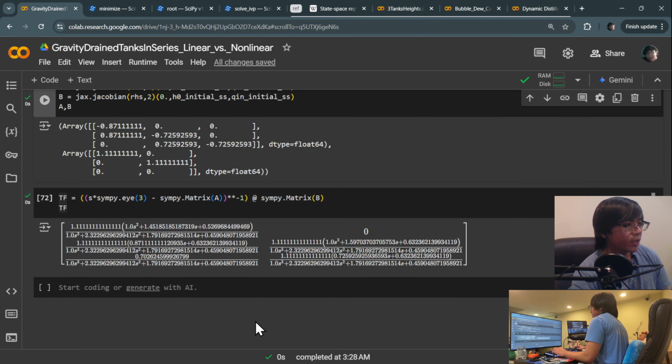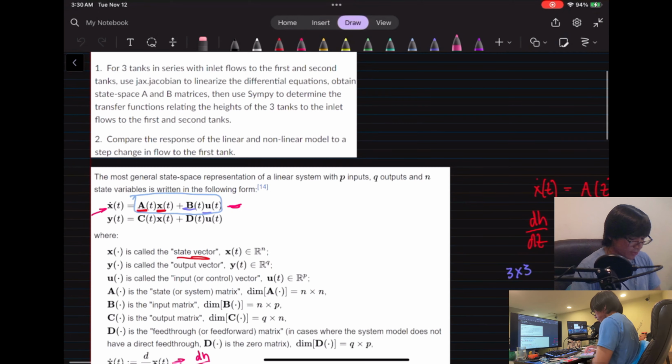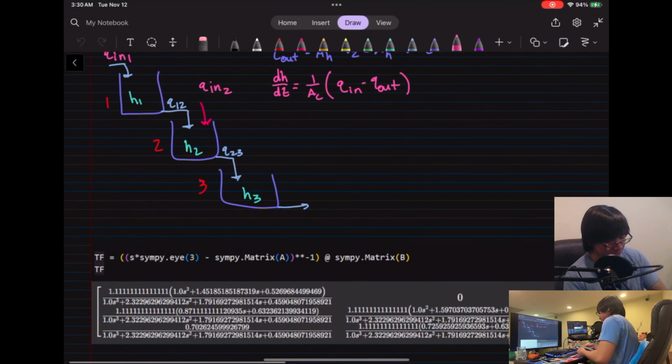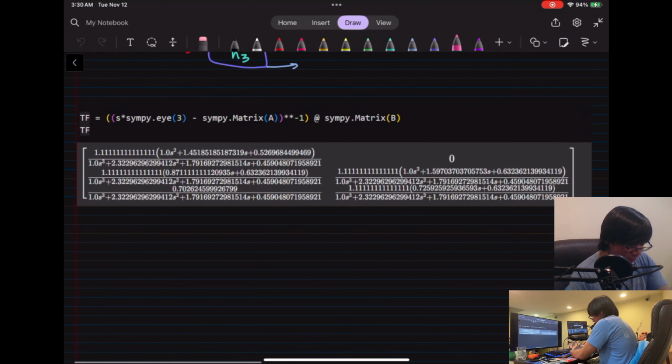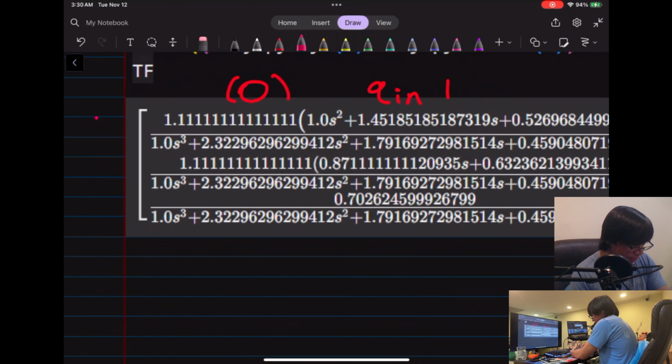So take a screenshot of this, plop it in the OneNote, and I'll switch over to screen share and just make a quick note of it. So again, this is index slicing 101. We have 0 and 1, Q in 1, Q in 2, the columns. And then row 1, we have height 1, height 2, height 3. So our state variables.